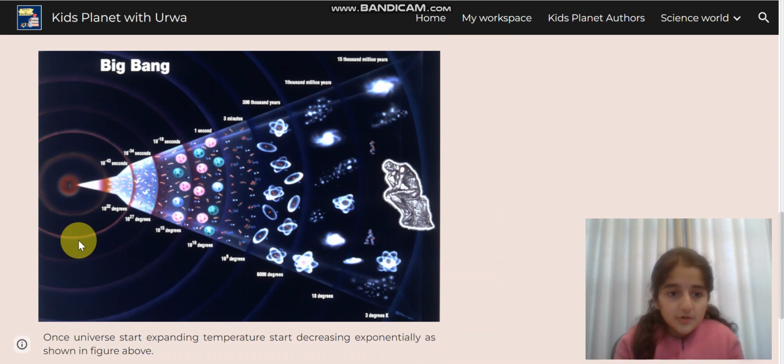Next, this image shows that when the universe starts to expand, the temperature starts decreasing exponentially, as shown in the figure above. You see, in the beginning the color is very light. The brightness of the color represents the temperature of the universe in this picture, so the brighter it is, the higher the temperature. You see that gradually the color is decreasing. This means that gradually the temperature of the universe is starting to cool down. It was very hot in the beginning, but now it's cooling down. Now let's move on.